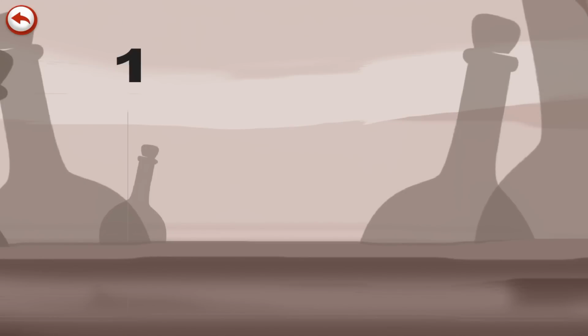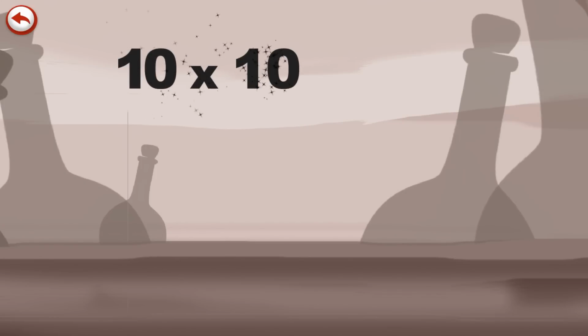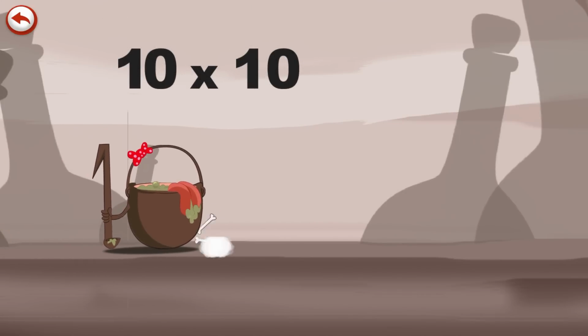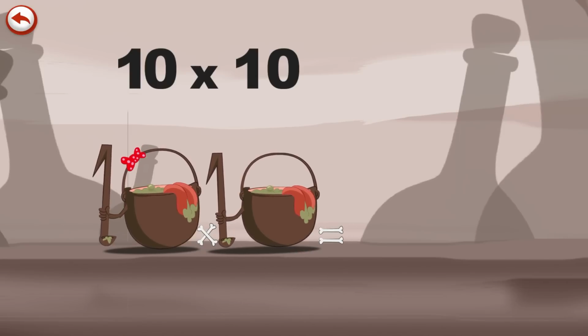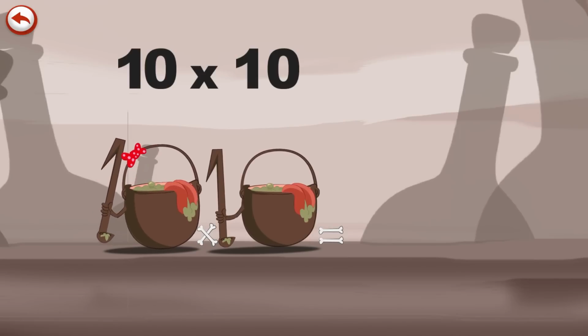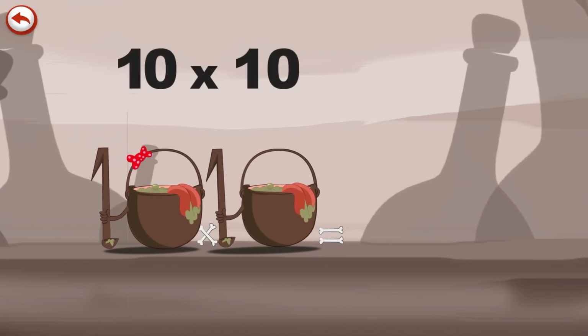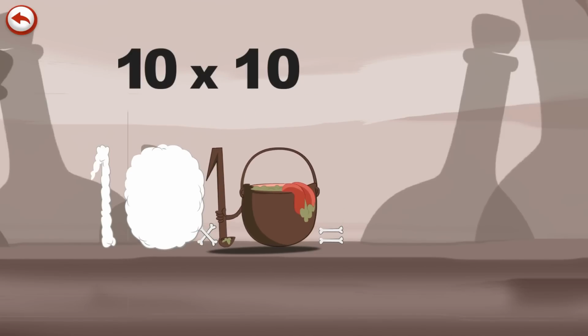What's the story of 10 times 10? When the potion MagiTen meets another one, it makes her very, very hungry. She dives headfirst into the cauldron and comes out feeling very full.